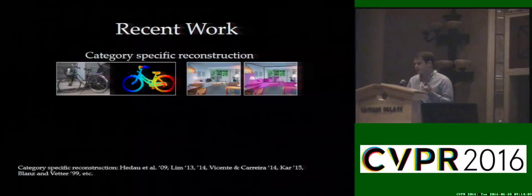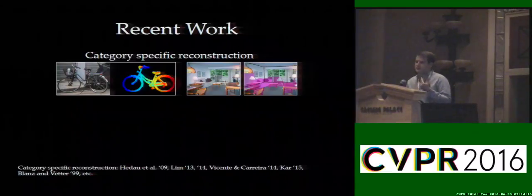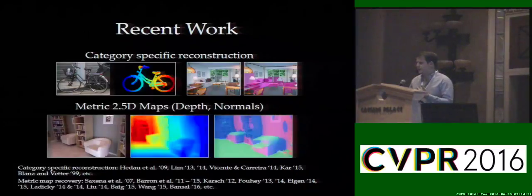But recent work has largely reduced this grand challenge of 3D scene understanding to one of two tasks. The first is recovering a category-specific reconstruction, where if I tell you that it's a bicycle, for instance, you can reconstruct the scene in terms of some sort of bicycle-specific model. The other representation, which has become very popular, is a metric 2.5D reconstruction, where for every single pixel, I can tell you something like the depth or the surface normal. We believe that these approaches have dramatically improved our understanding of 3D, but we want to take a step back and see if we're missing anything.